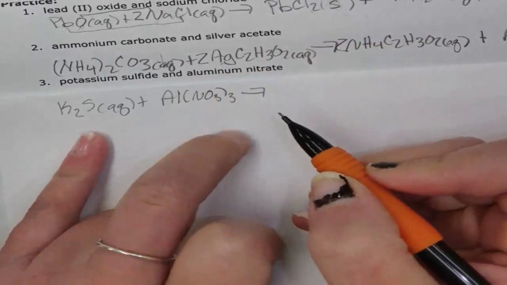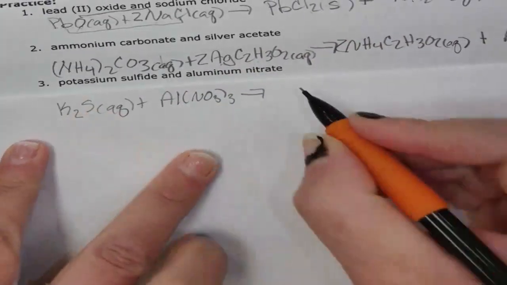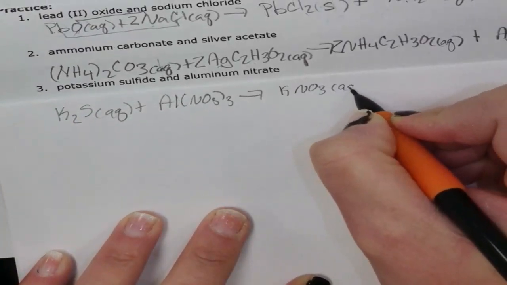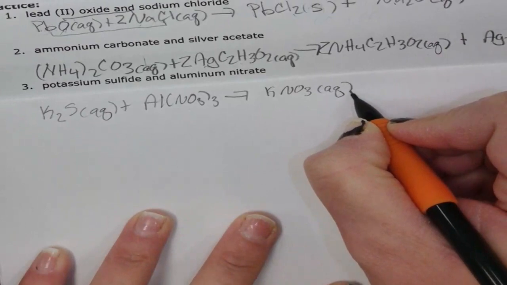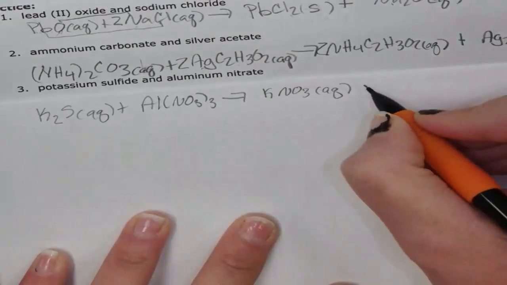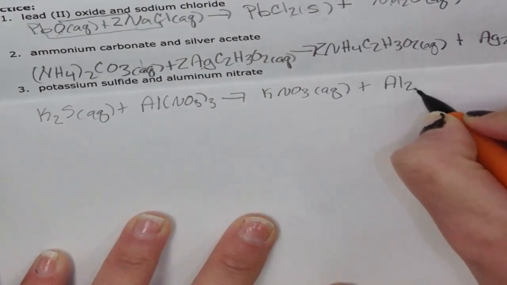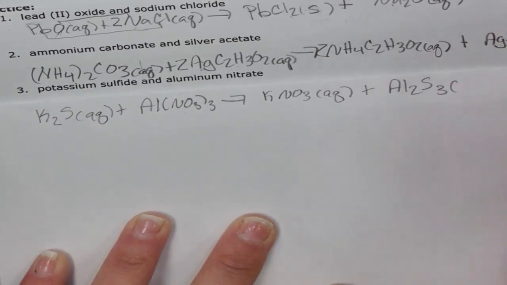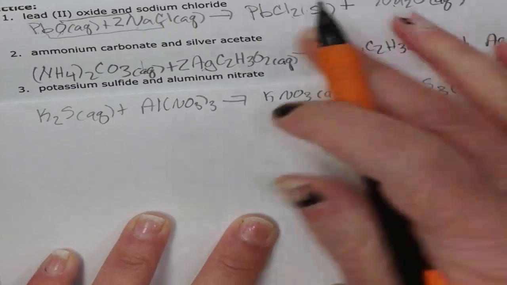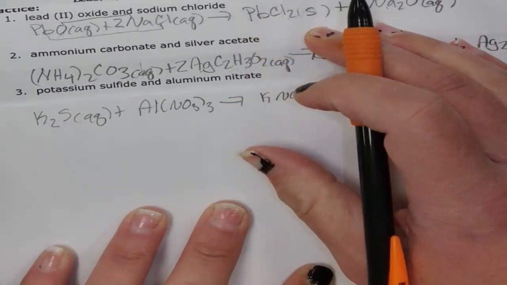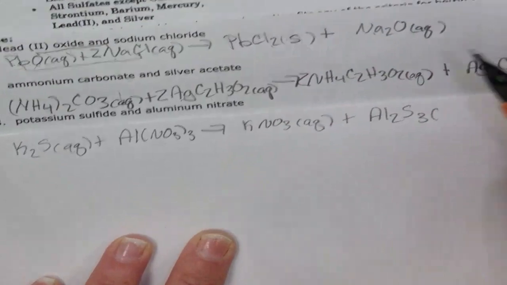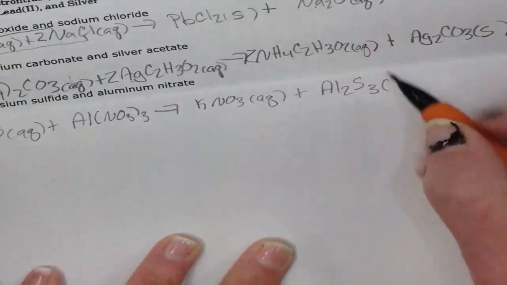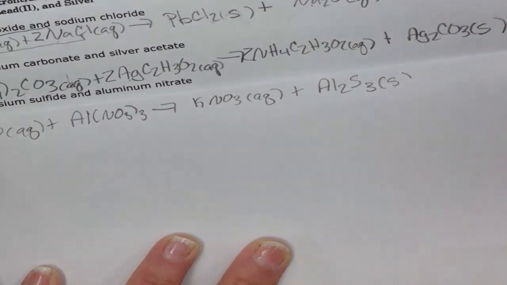All right, so I'm going to form, the outsides come together, so that's going to be potassium nitrate, which is going to be aqueous according to our solubility rules, aluminum sulfide, and according to our solubility rules here as well, when we look, we see that all sulfides except group 1A, 2A, and ammonium are insoluble, so that's a solid.